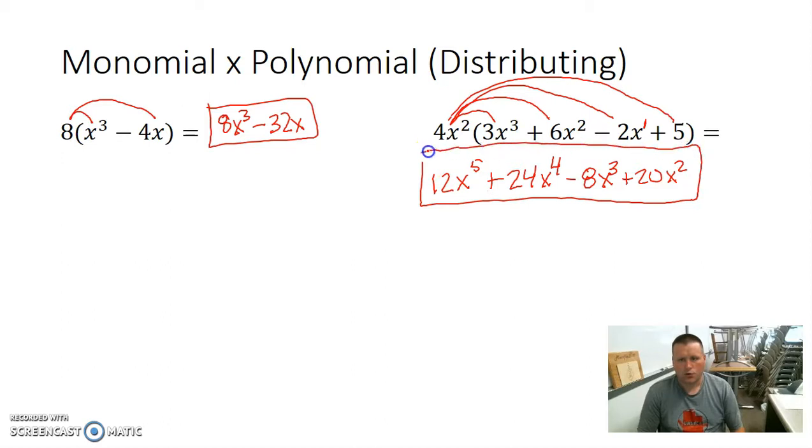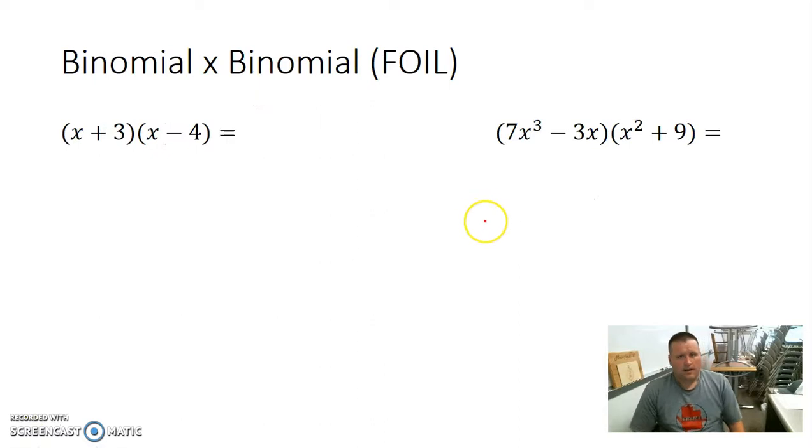And that becomes my new polynomial. All right, getting more complicated again. Same idea, multiply coefficients, add exponents. So in this case, we've got a binomial times a binomial. You may have heard this little term called FOIL.